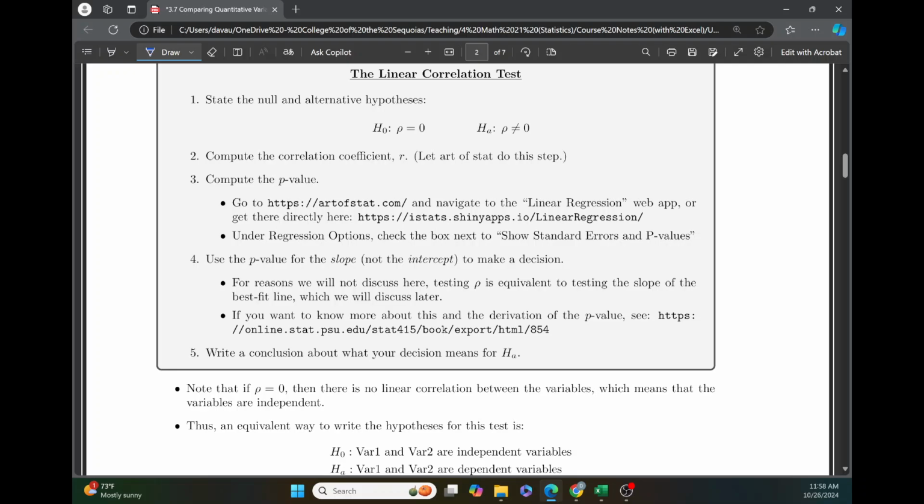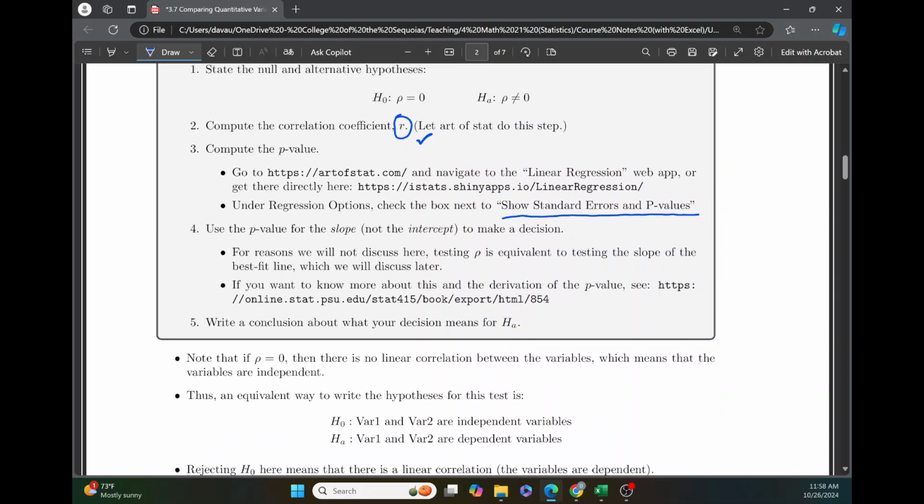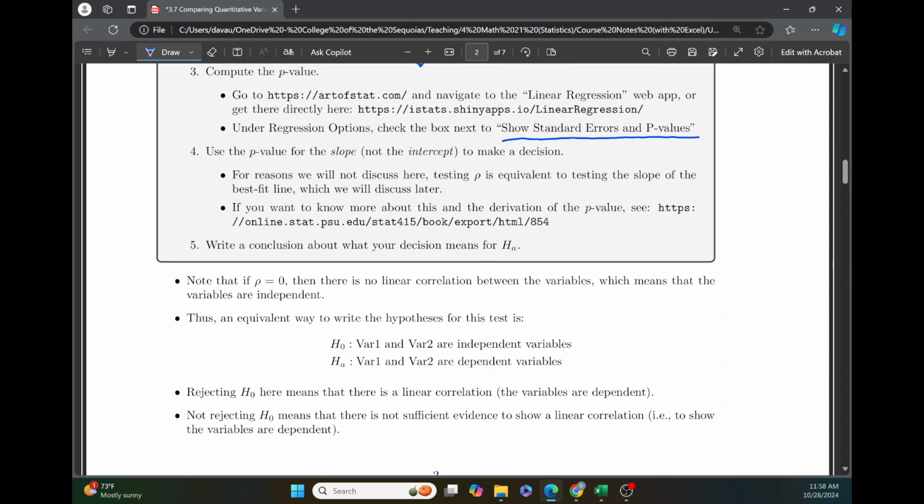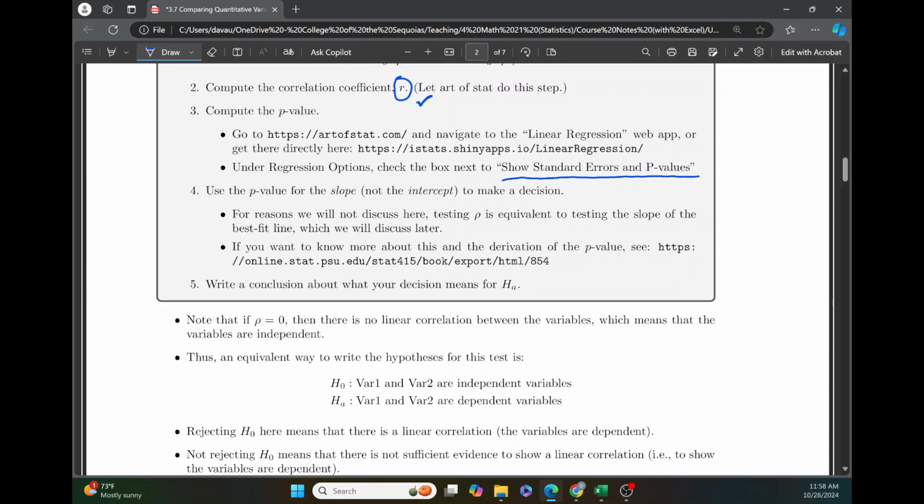We'll state our hypotheses in step 1 as usual. In step 2, we'll gather our sample evidence. In this case, our sample evidence is the sample correlation coefficient r, which we're just going to let Art of Stat do for us, as we saw a second ago. And then we'll get the p-value. We get the p-value from the same place that we went to get the correlation coefficient. The only thing we need to do is to make sure to check the box that says show standard errors and p-values, and that will get us the p-value for the test.